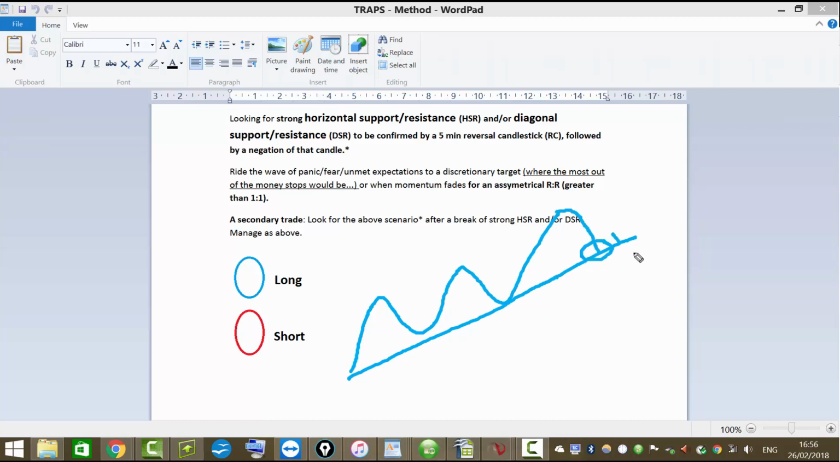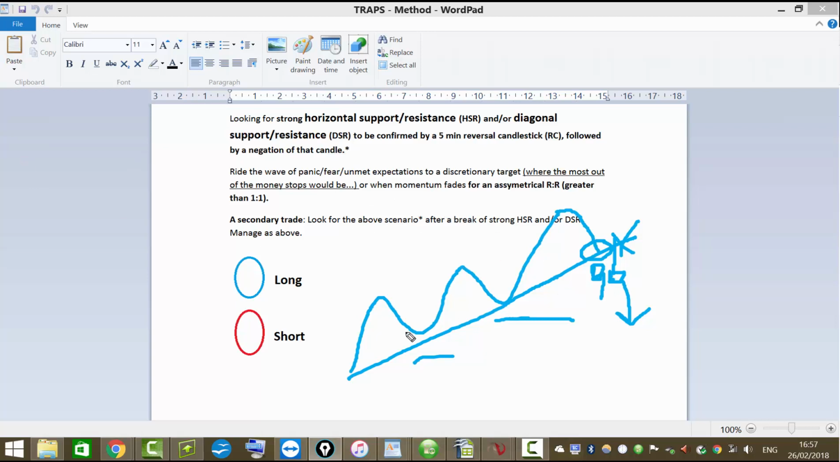Then a negation of that. Natural stops will be found here and here. You trade the failure, so you let the reversal candlestick form. It fails in some fashion via another reversal candlestick, and then you ride it down to the stops. And that's the first scenario, this one.